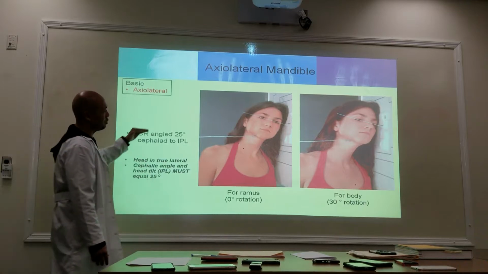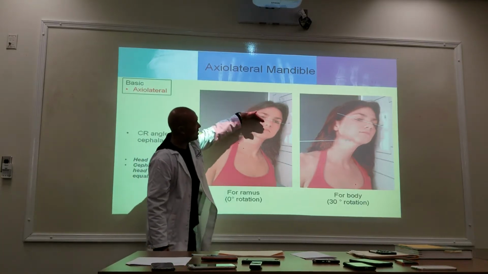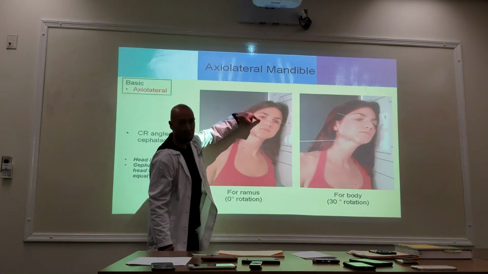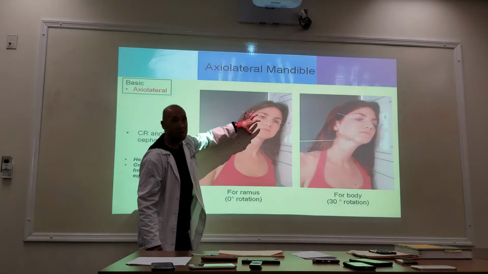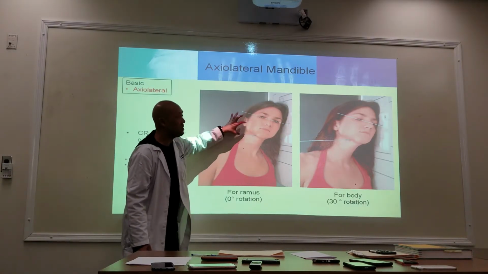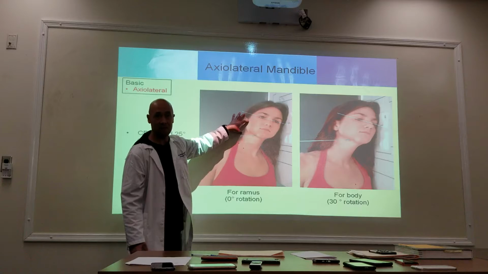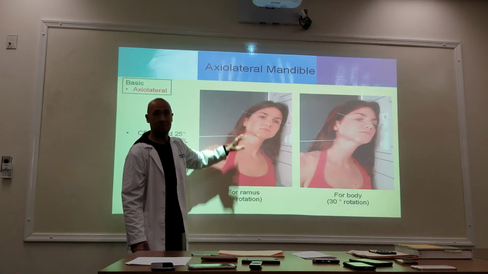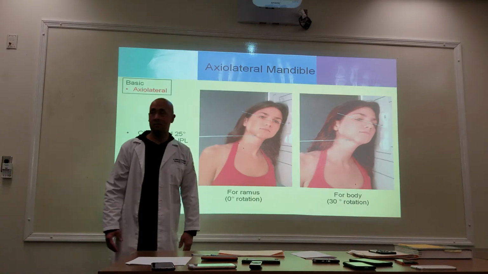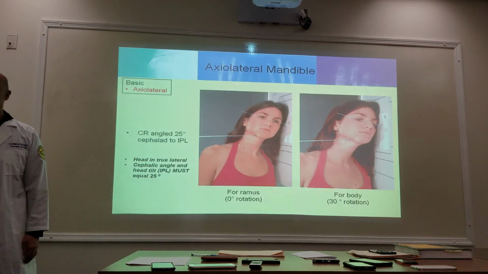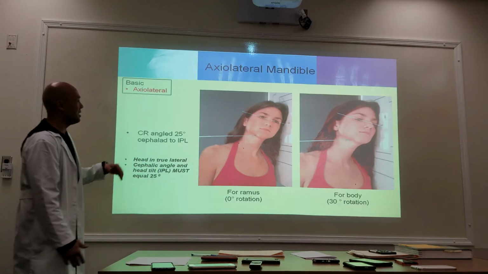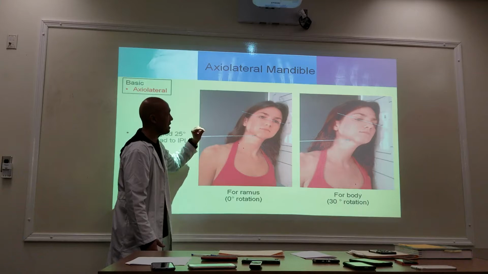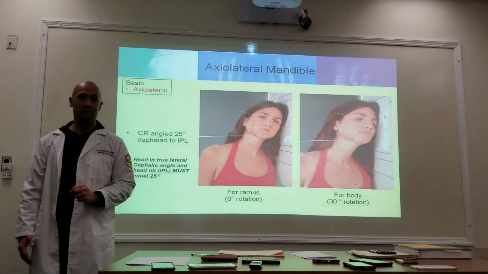So you guys are answering my question in that whatever the tilt is, whatever they can accomplish, the relationship between your central ray and the tilt, using your interpupillary lines, has to equal 25 degrees. Okay? So whatever the combination is of the head tilt and the central ray, it has to equal 25.